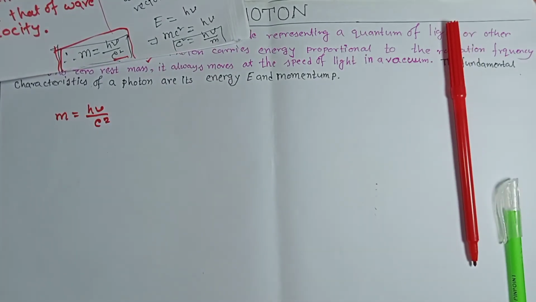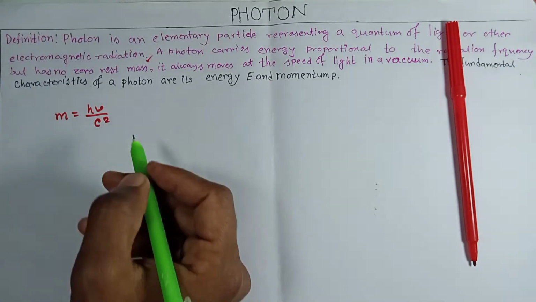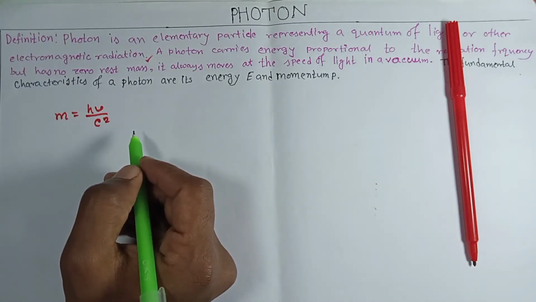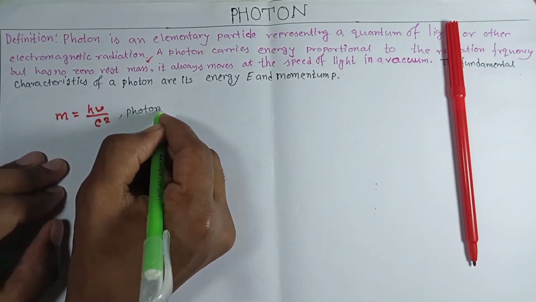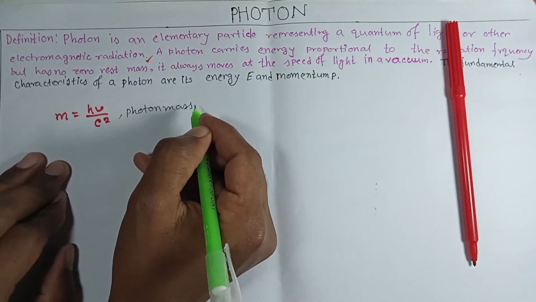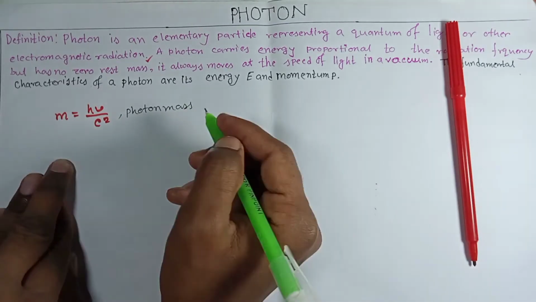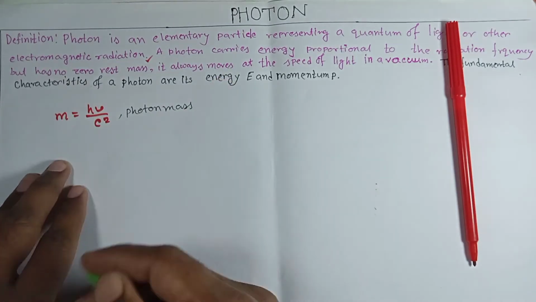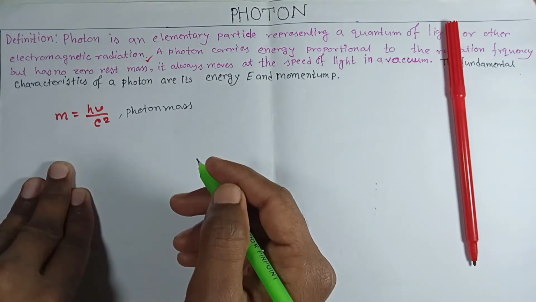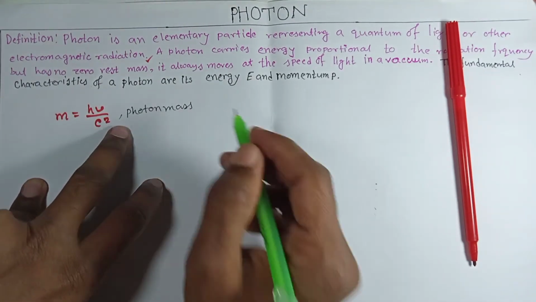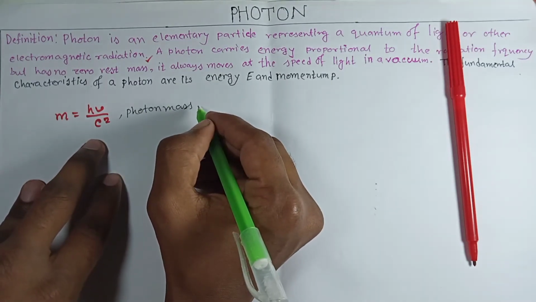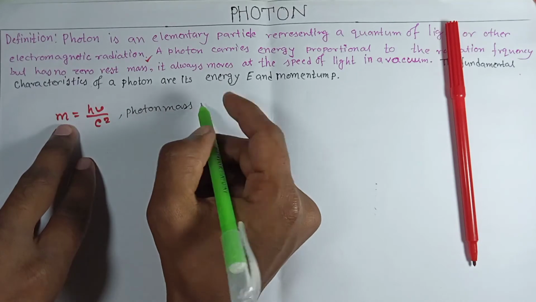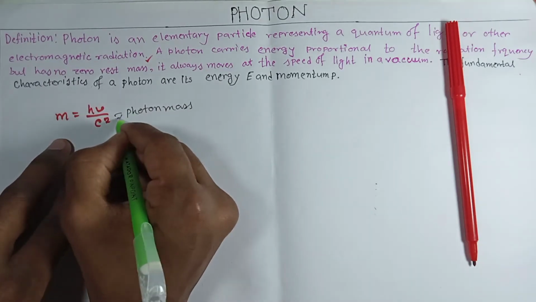This is the photon mass. This is nothing but the mass of the electromagnetic field, and it is not associated with rest mass, because photons at rest do not exist.